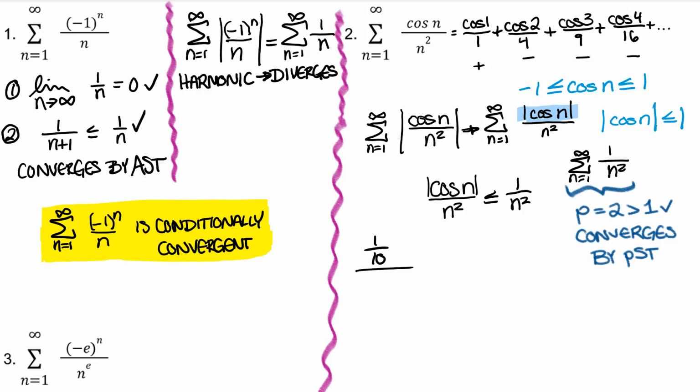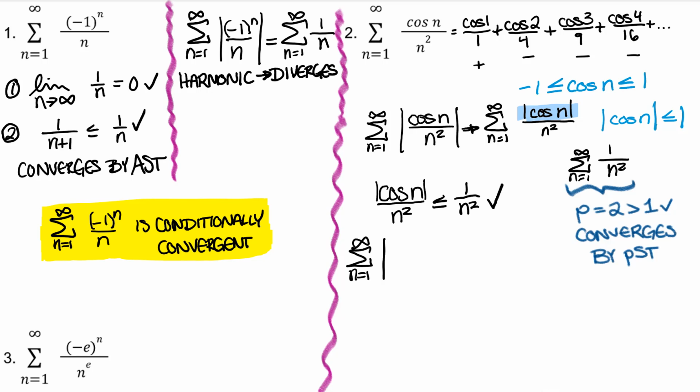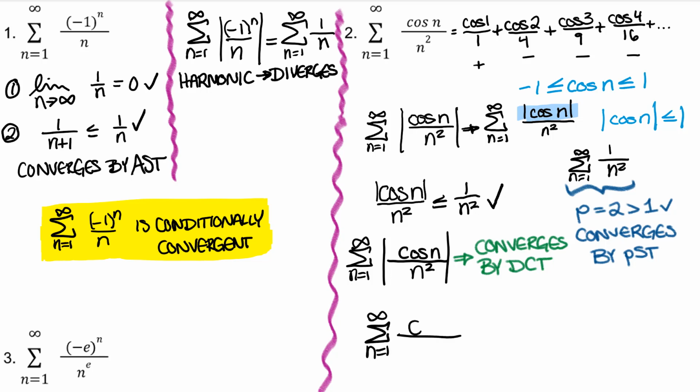Imagine cosine n is equal to 1 over 10. Divide that by n squared. That is 1 over 10n squared. Bigger denominator means smaller number. So is this a true statement? Absolutely it is. Making the absolute value of cosine n over n squared from n equals 1 to infinity a convergent series by direct comparison test. If the absolute value of the original series converges, then the original series is said to be absolutely convergent.